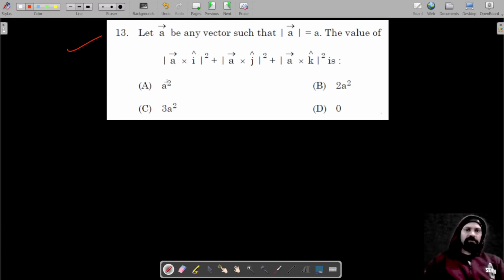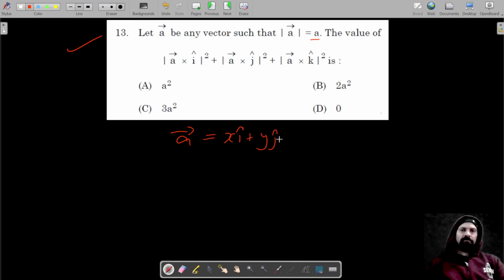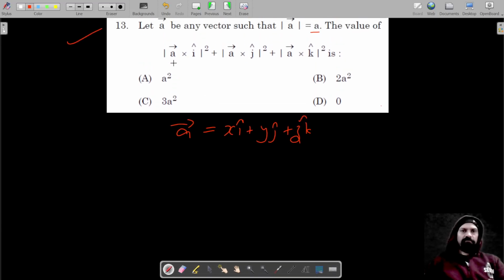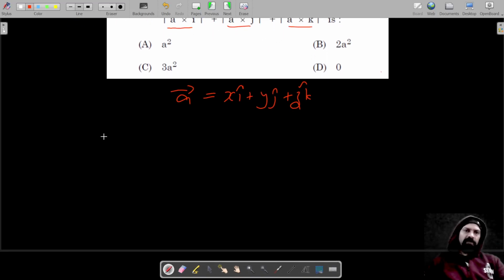Okay, for question number 13, it's given that A is any vector such that magnitude of A is equal to A, and we have to find the value of magnitude of A cross I cap square plus magnitude of A cross J cap square. So let's say our A vector is given by x I cap plus y J cap plus z K cap. Now let's try to find out all these cross products first, and then their magnitude and then their square. So cross product of A with I cap.